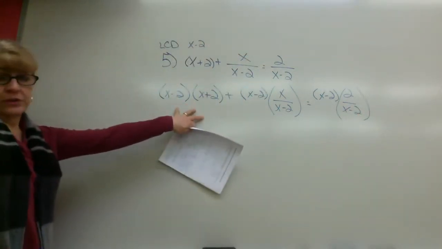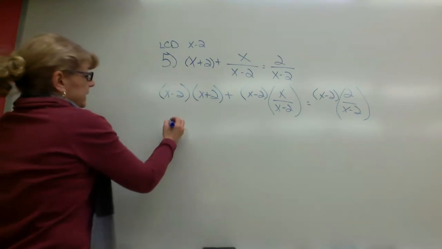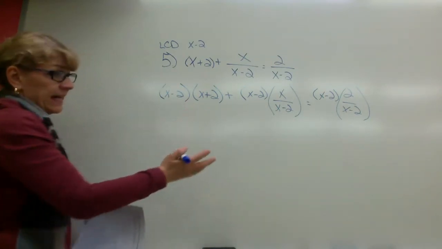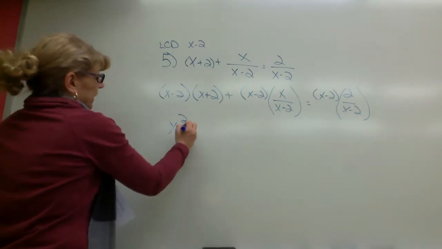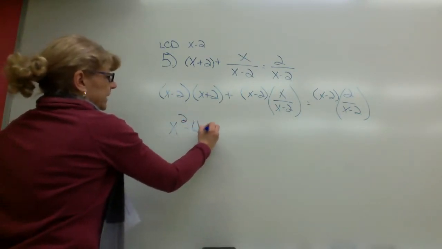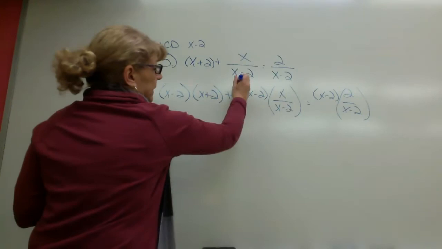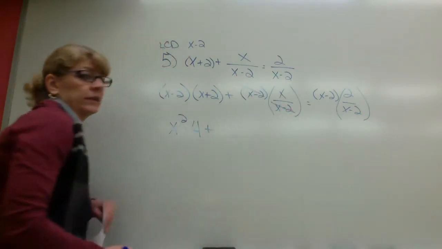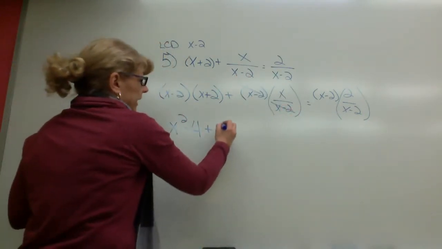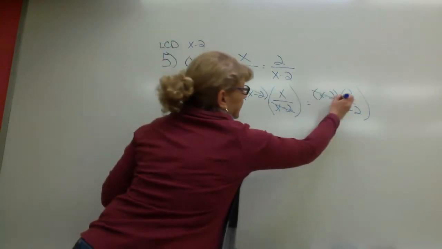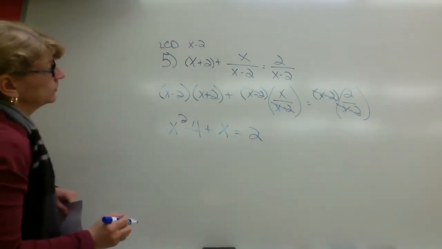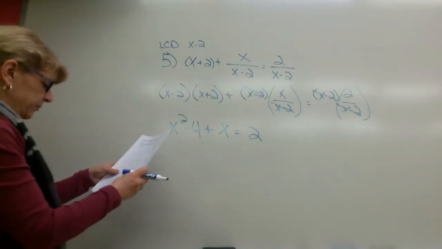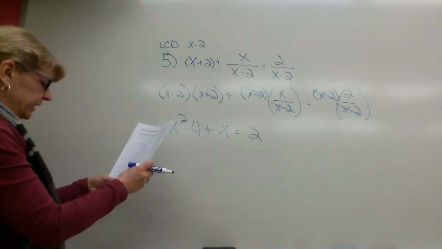So in these first 2 terms, you're going to FOIL. That's going to give me, hopefully you recognize that as the difference of squares. So you get x squared minus 4. In the second term, cancel that common numerator and denominator. That's going to give you an x. And last, x minus 2 times 2 over x minus 2, which is going to give you 2. Did I make that problem correctly? Make sure I did.